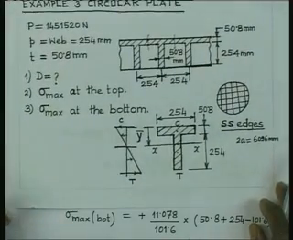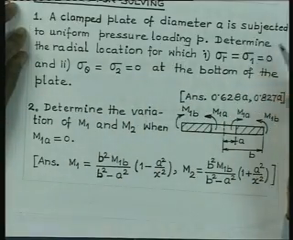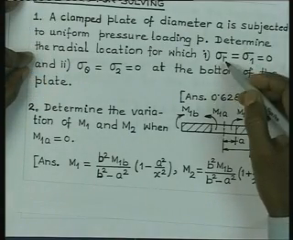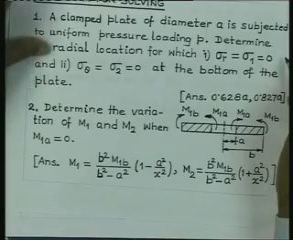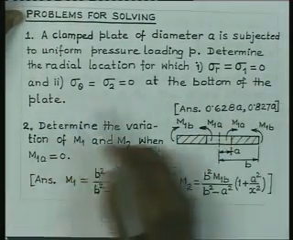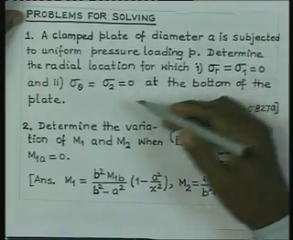So, you can solve the problem of this type, where the thickness is not uniform, by following a procedure like this. You can consider problems for solving yourself. So, look into the problem of this type. A clamped plate of diameter A is subjected to uniform pressure loading P. Determine the radial location for which sigma r, which is nothing but sigma 1, is equal to 0 and sigma theta, which is sigma 2, is 0 at the bottom of the plate.